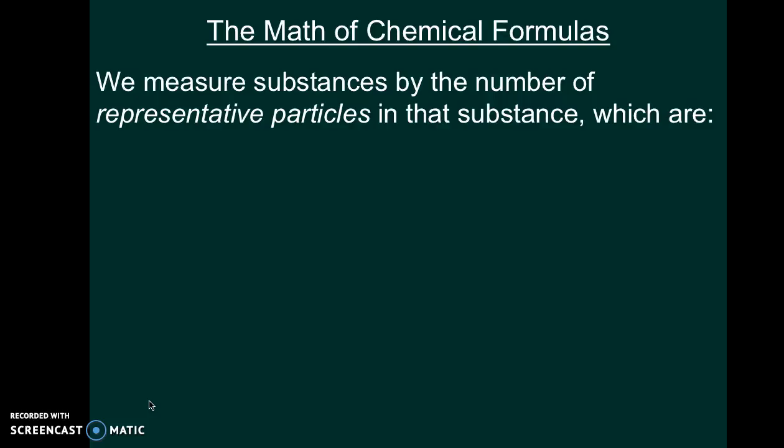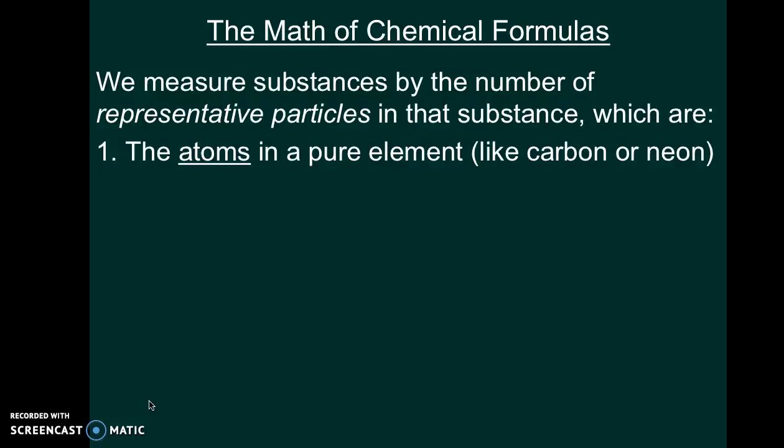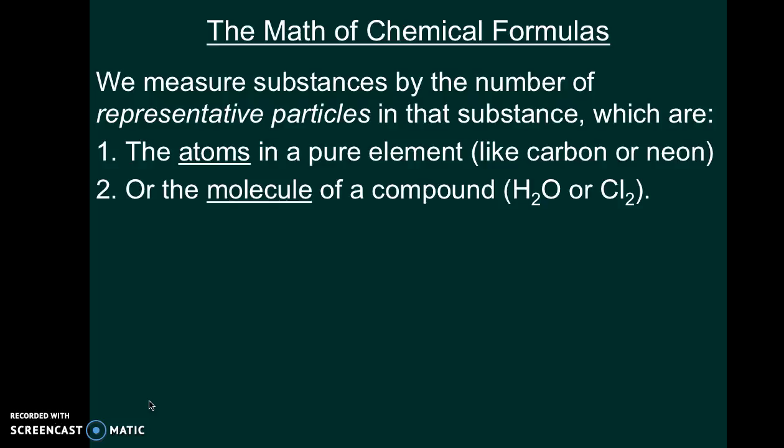We measure substances by the number of representative particles in that substance, which are, number one, the atoms in a pure element like carbon or neon. Number two, the molecules of a compound like water or dichloride.